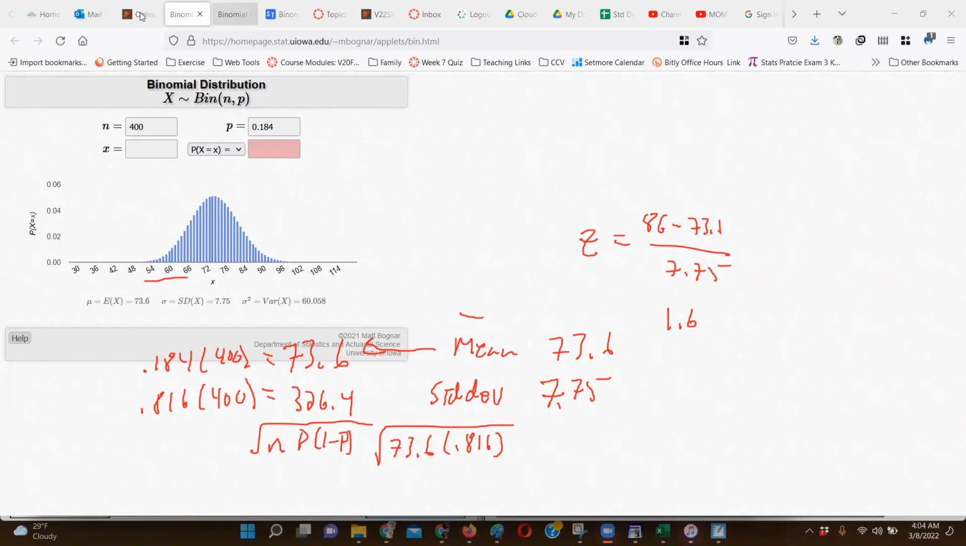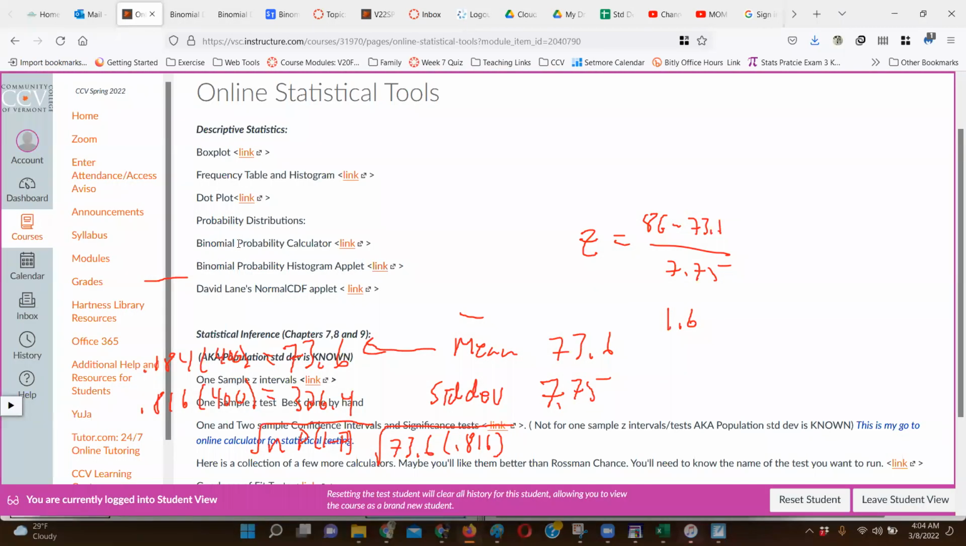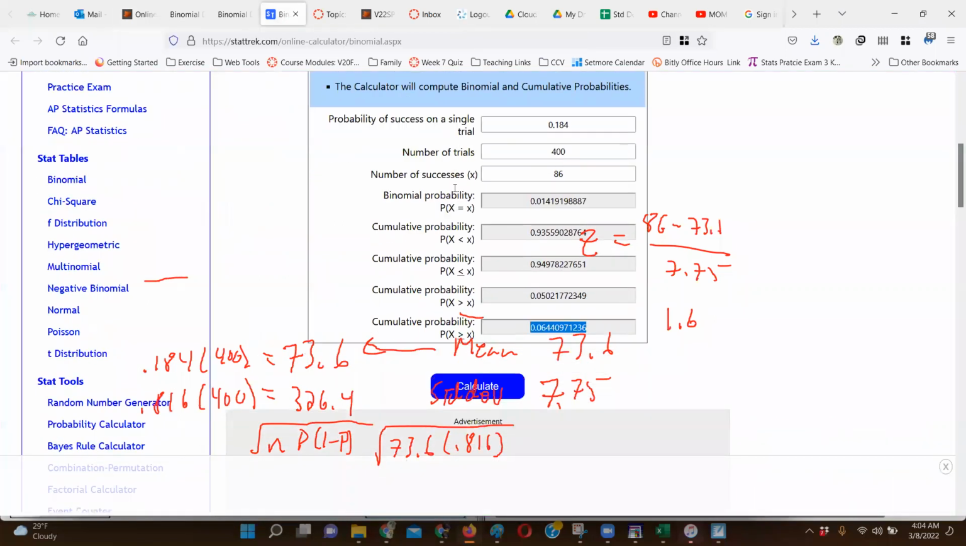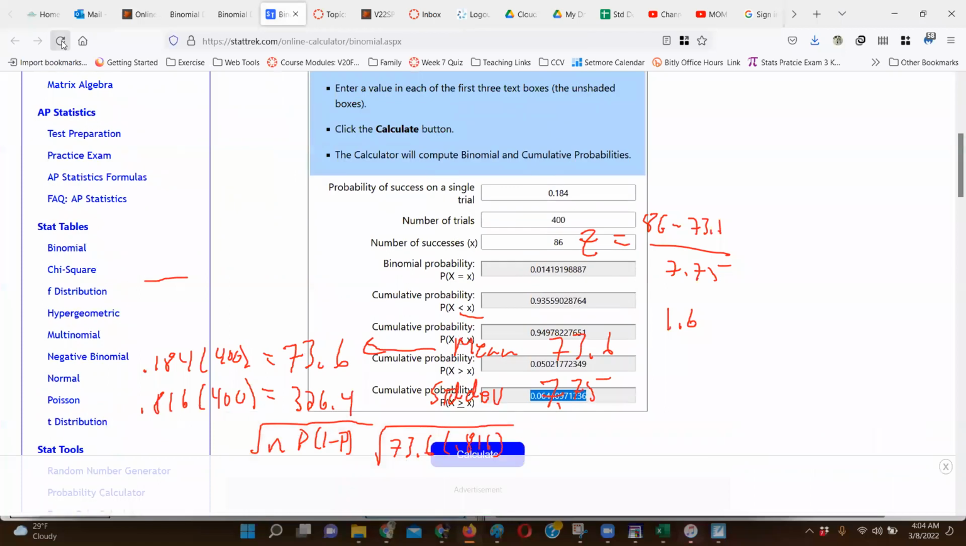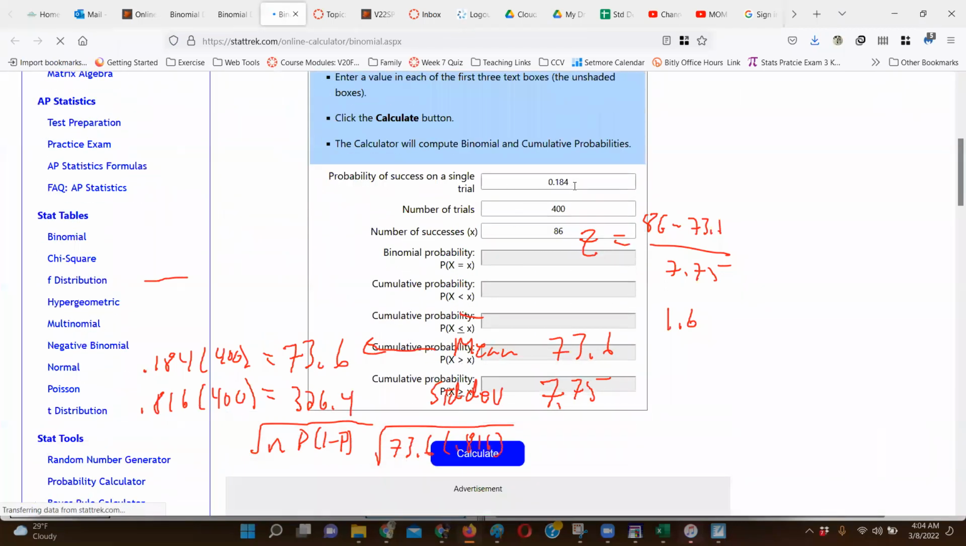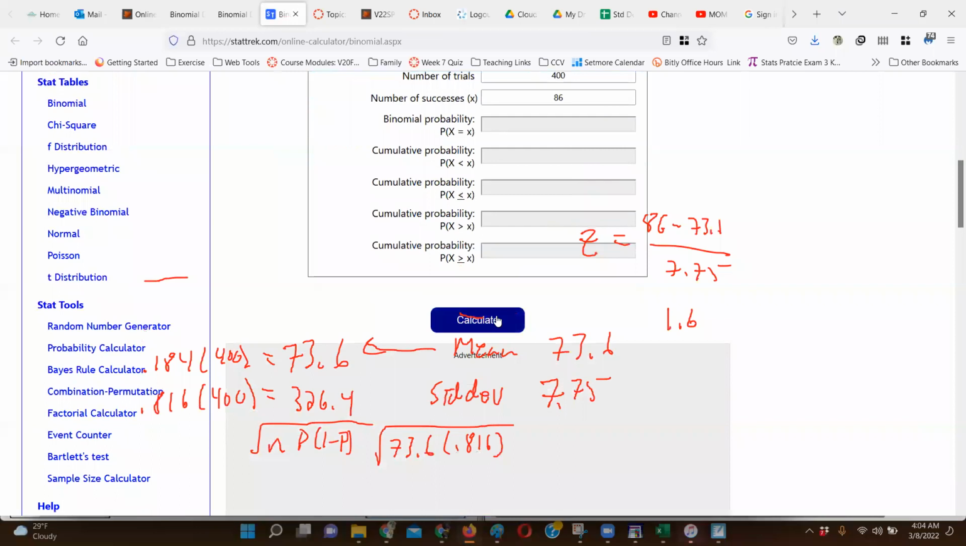And then the other way to do it is if you go here and click on that binomial probability calculator, that'll open up this web page. I think I already did this earlier. Well, maybe I should refresh the page and show you in case you haven't watched any other videos. Oh, come on, computer, you're so slow today. Okay, so I typed in the probability of success, which was 0.184. I typed in the 400 for the size, then 86 was our desired value. And then I'm going to click calculate.